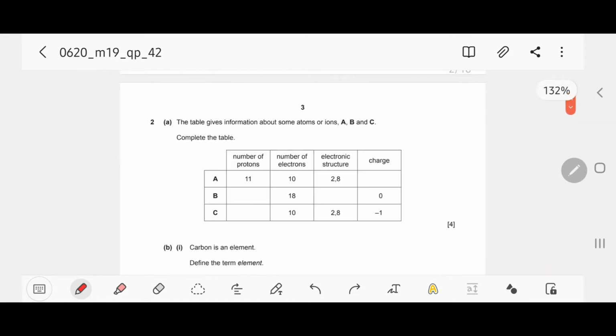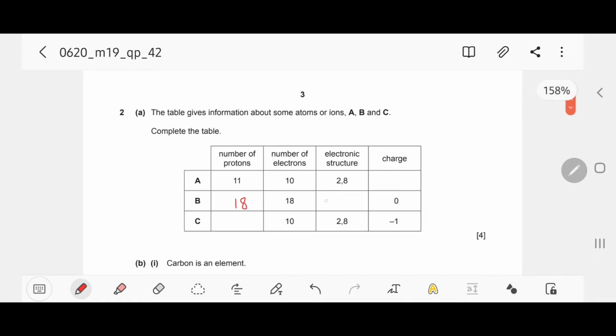So we will move on to question number 2. The table gives information about some atoms and ions A, B and C. Complete the table. Well, we will look at the periodic table for this. You will come to know that the electrons are 18, and if there are 18, there should also be 18 protons, and the electronic structure would be 2, 8, 8, and certainly the charge will be 0, because it has no charge.